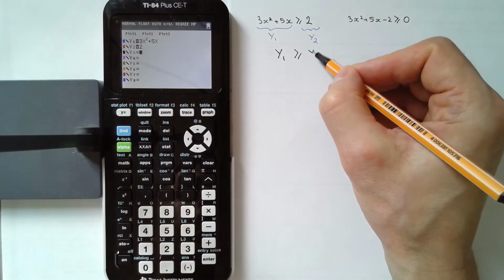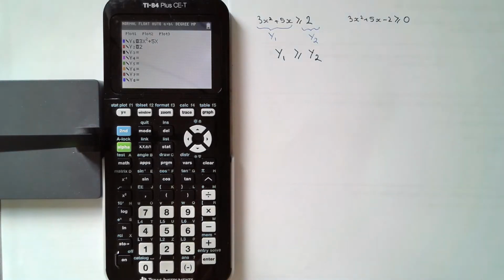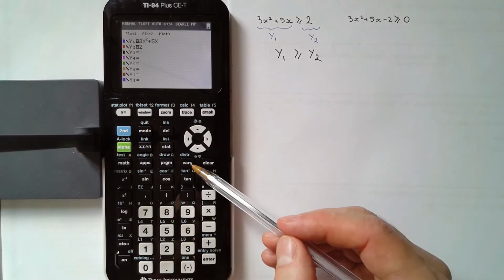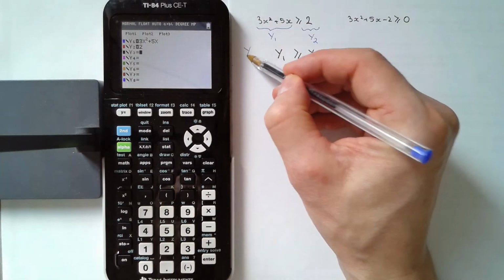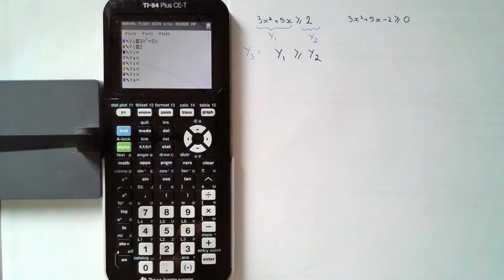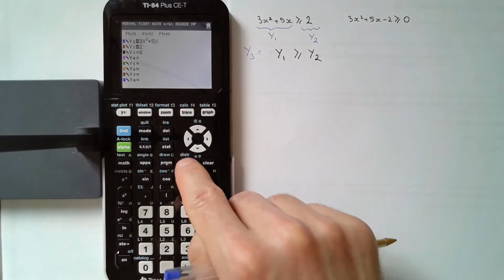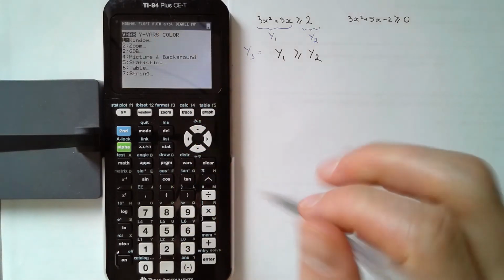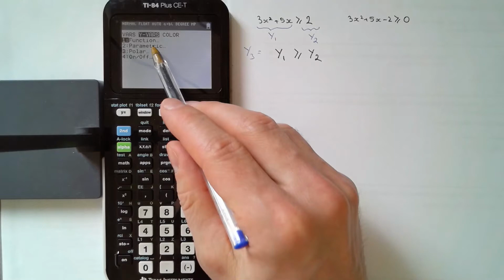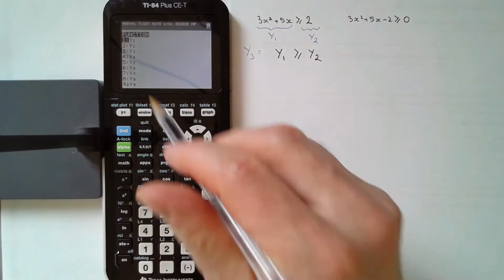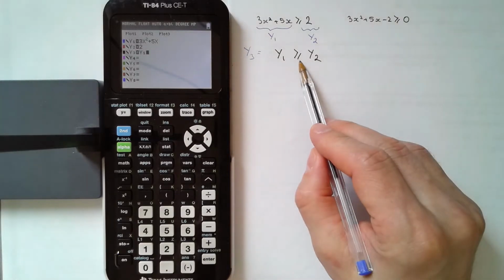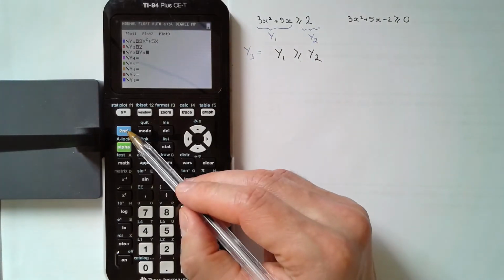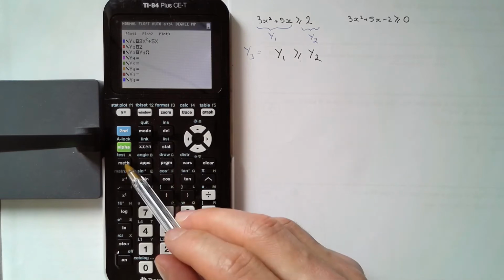And how are we going to do that? We go to vars. First of all, make sure you are in y3. This is going to be our y3. Alright. So we're going to go to vars, go to Y-vars, go to function 1 and click option 1 for y1. Then we need to get this comparison operator. We go to second, test, option 4.